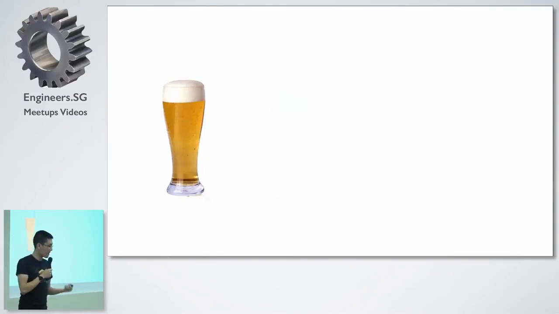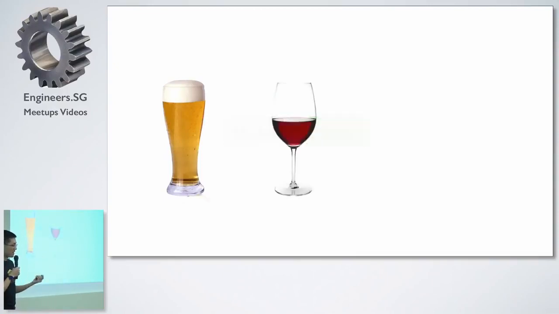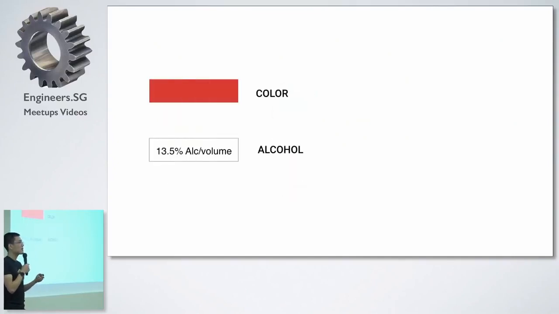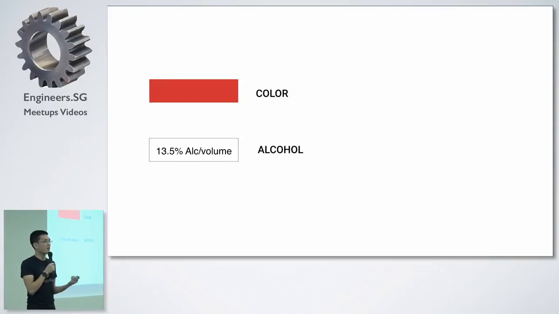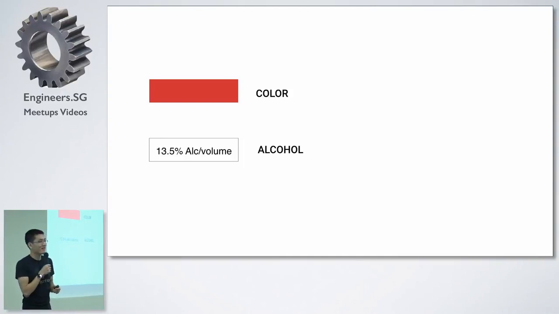We might say, well, we've got to have a model. We're going to make some kind of model and we're going to predict either beer or wine. And to do this, some of the things that tell them apart might be color, right? Wine is red, beer tends to be yellowish. Of course, there are lots of exceptions to that. And alcohol percentage. So where can we go with that?